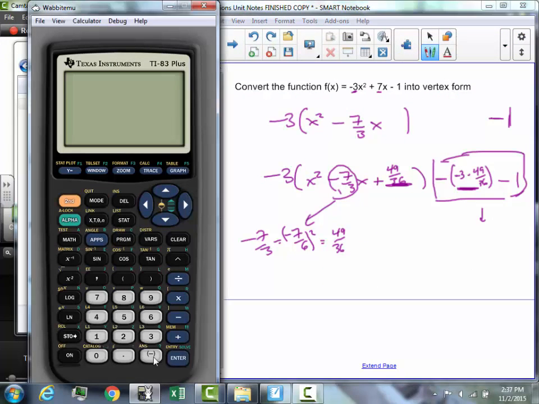So what you need is a negative 3 times 49 over 36 minus 1.